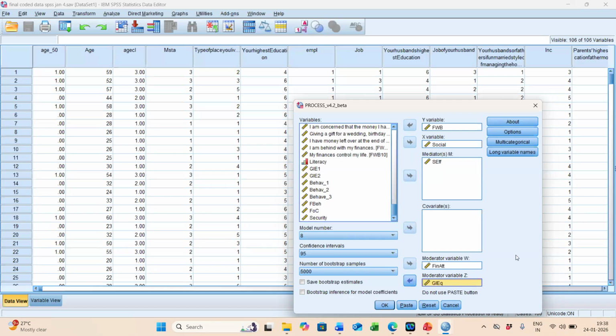Hope I'm doing the right thing. You check whether what I have said, W financial attitude, Z gender equality, even if it is not in a reverse mode, there is no problem at all. We are dealing with model number 9. Model number 9. Okay, thank you so much.